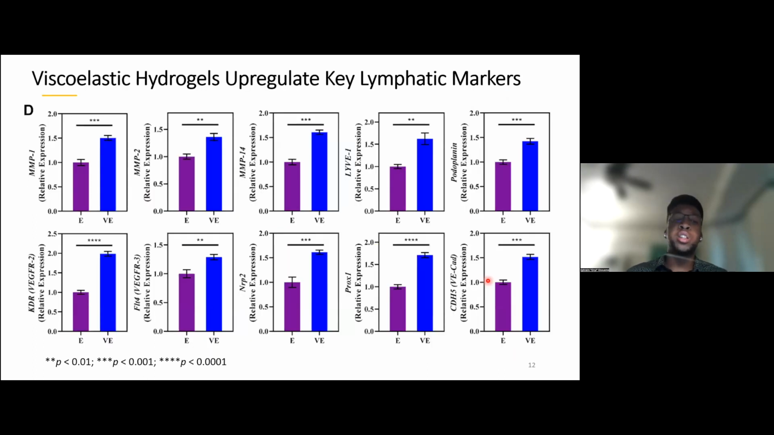A continuation of that, we looked at these key lymphatic markers, and on all of these, there was an upregulation on the viscoelastic hydrogel when compared to the elastic hydrogel. This suggests that the viscoelastic hydrogel supports these lymphatic phenotypes and promotes an upregulation of lymphatic cord-like structure formation. And you can see the significant factors here.